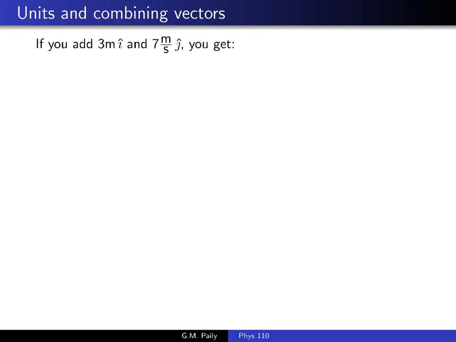Here's a question. If you add 3 meters i hat and 7 meters per second j hat, what is the answer? Pause the video and take a moment and think about this. The next slide shows the answer.